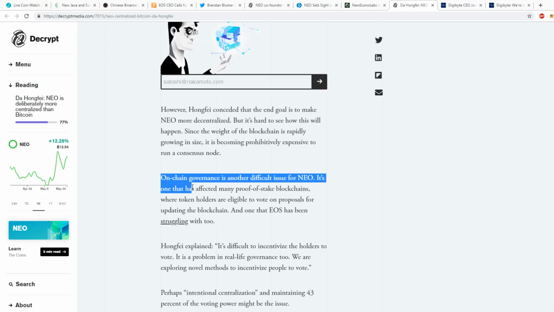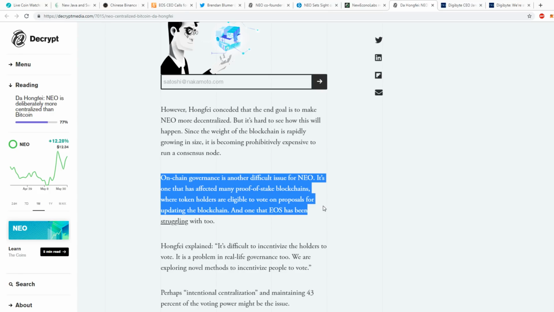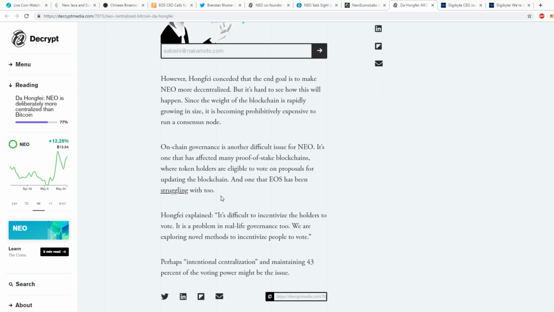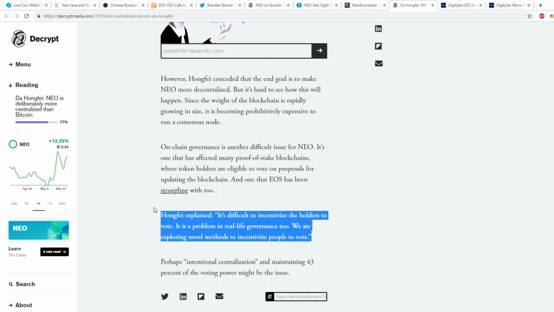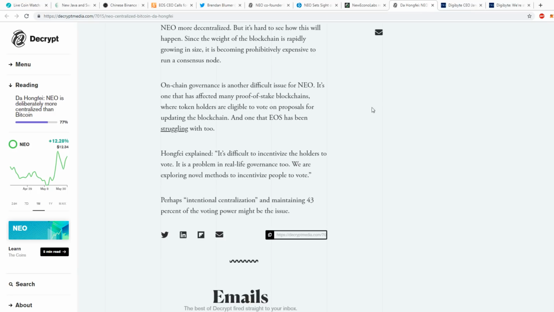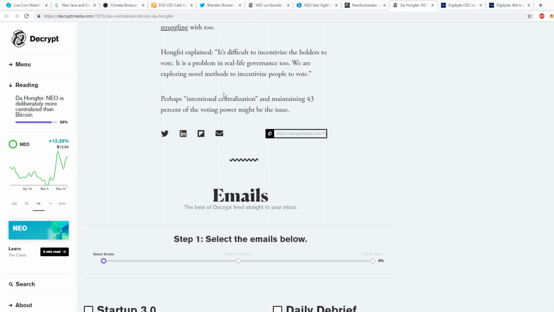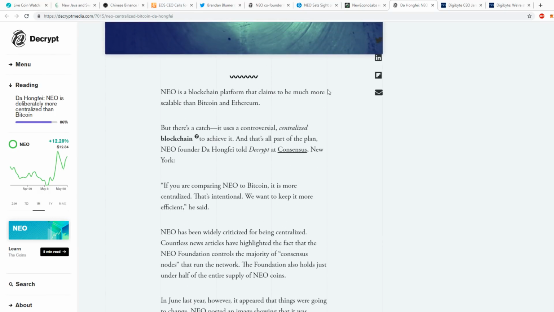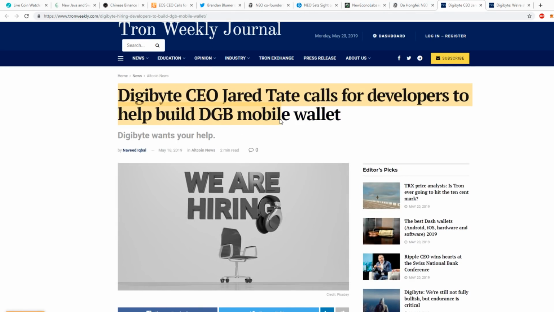On-chain governance is another difficult issue for NEO. It's one that has affected many proof-of-stake blockchains, where token holders are eligible to vote for proposals for blockchain updates, and one that EOS has been struggling with too. It is difficult to incentivize the holders to vote, definitely agree with that. It is a problem in real-life governance too. We are exploring novel methods to incentivize people to vote, but even if they were to give out money for people to vote, there's still going to be tons of people who don't care, or they don't know how to do it, or they just keep their funds somewhere where they don't want to touch them. I can definitely understand for any of these bigger projects that incentivizing these people to give their votes is just extremely difficult, and whenever these bigger players do vote, people seem to call it centralized. It is an interesting issue, but I personally don't know how to fix it either.